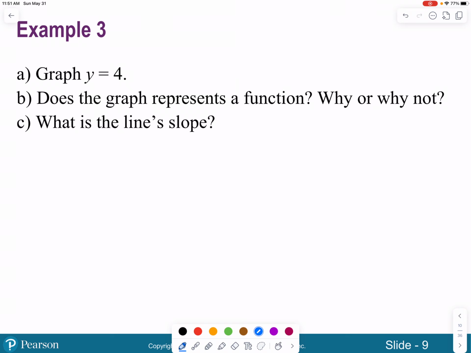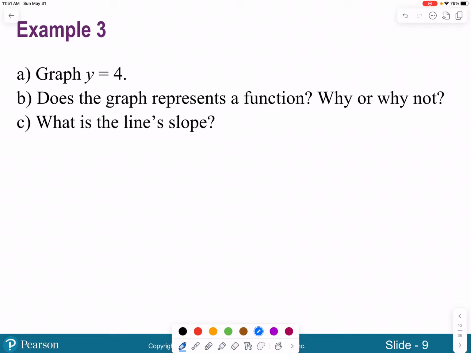So for instance, when x is 0, you can have the ordered pair (0, 4). You can have the ordered pair (3, 4). Just choose a couple of values of x. If you plot those points and connect them with a straight edge, you basically get a horizontal line through y equals 4. Okay. So then does the graph represent a function?